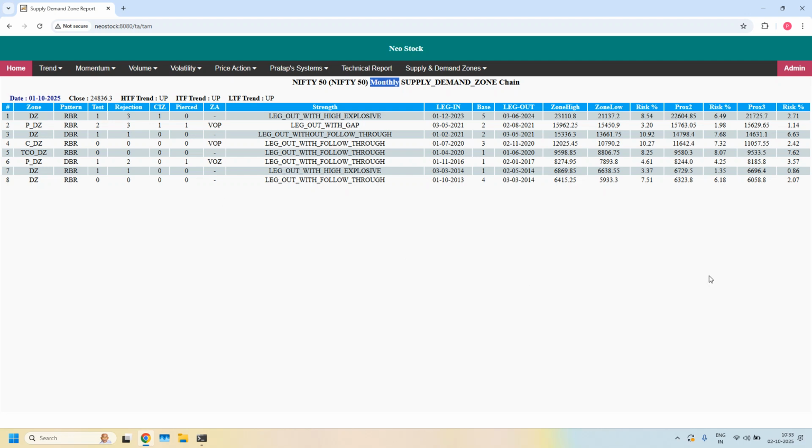And also don't forget to pause the video when you are moving from one report to another, because I am giving you very few seconds to watch the reports. Once you complete a report, you pause it, and once you complete it, you can proceed to the next report. Okay. This is monthly supply demand zone chain for NIFTY.